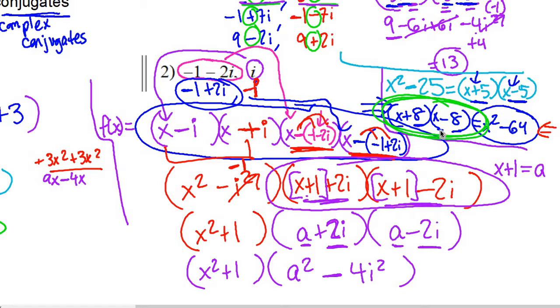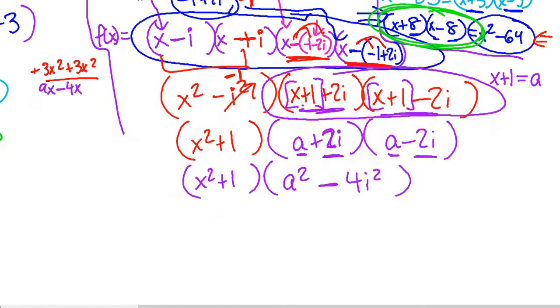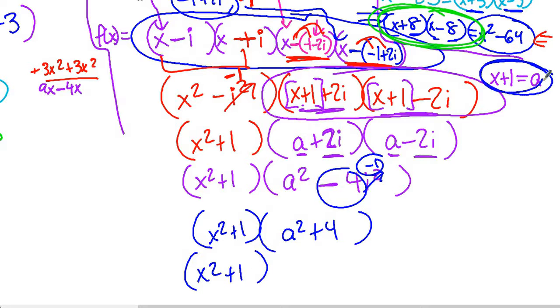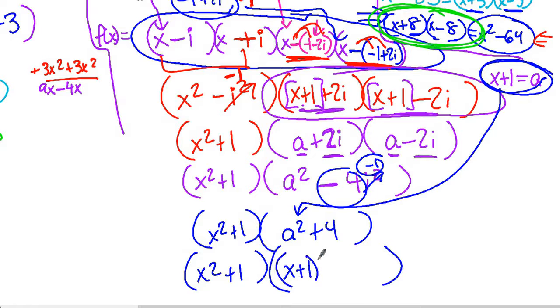Okay, now let's simplify this a little bit more. Remember that i squared is equal to negative 1, so this right here is the same as negative 1. So we have negative 4 times negative 1, which is positive 4. So let's write that as A squared plus 4. And here's the only two things we have to do now. Remember that A was equal to x plus 1, so let's substitute it back in at this point.